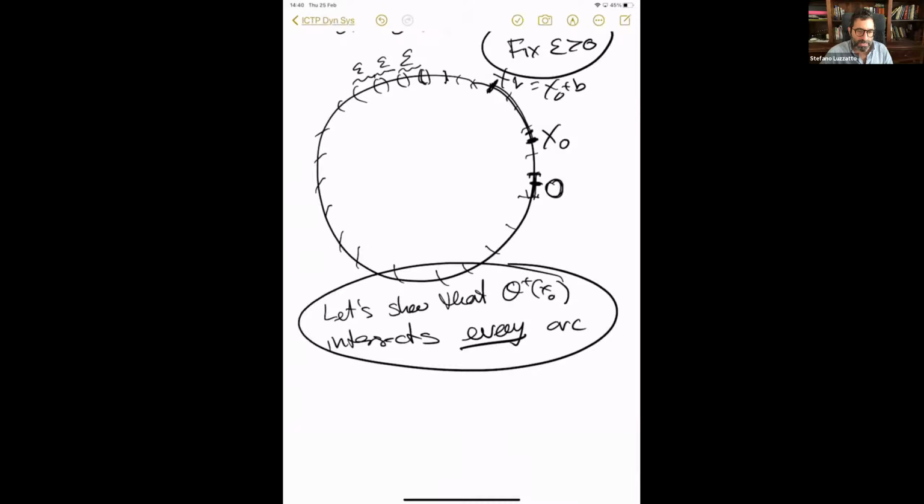So Yunus, what you're saying is exactly in the right direction, but let's go back a little bit. How can we show that for this orbit of x0, there exists at least one arc? I have divided the circle into a finite number of arcs. I am now looking at the orbit of x0.